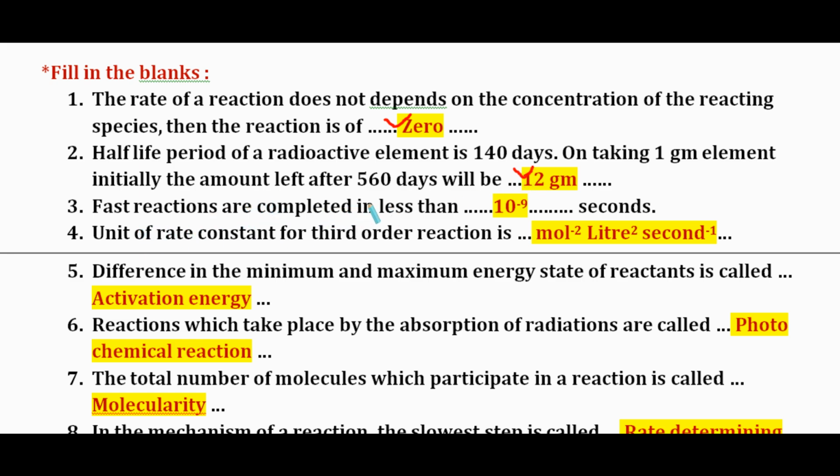Fast reactions are completed in less than 10 to power minus 9 seconds. Unit of rate constant for third order reaction is mole to power minus 2 liter squared second inverse. Difference in the minimum and maximum energy state of reactants is called activation energy. Reactions which take place by the absorption of radiations are called photochemical reactions. The total number of molecules which participate in reaction is called molecularity.